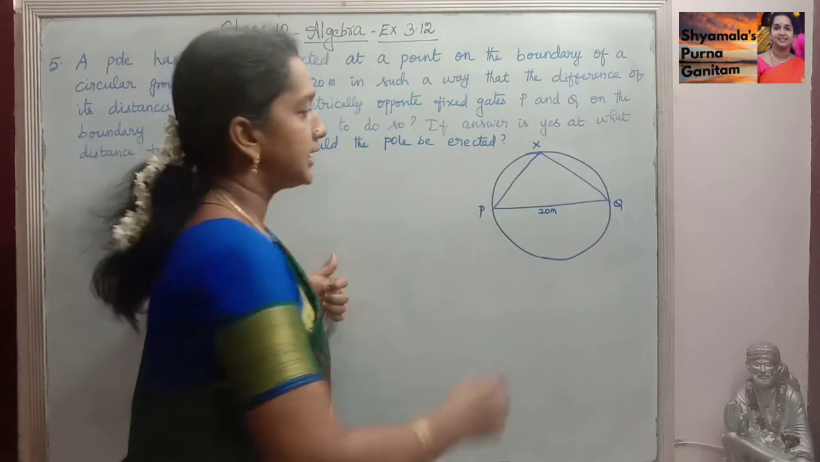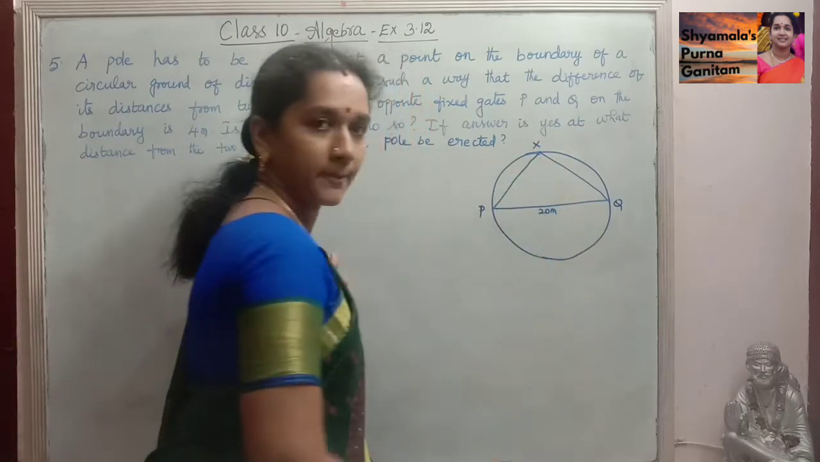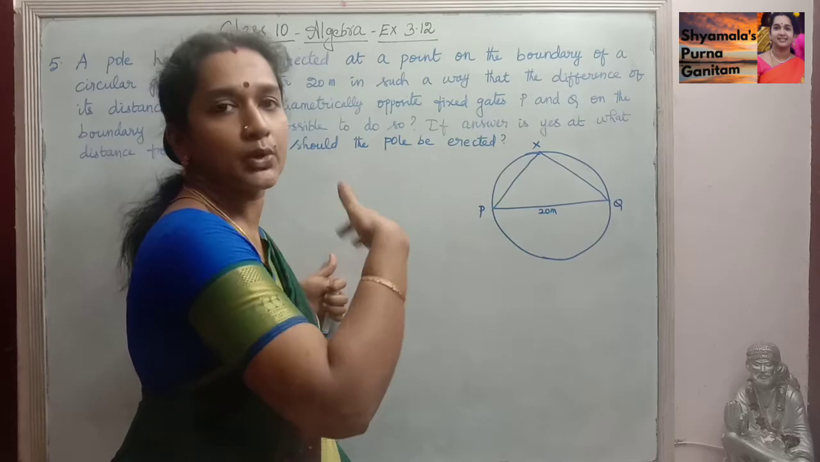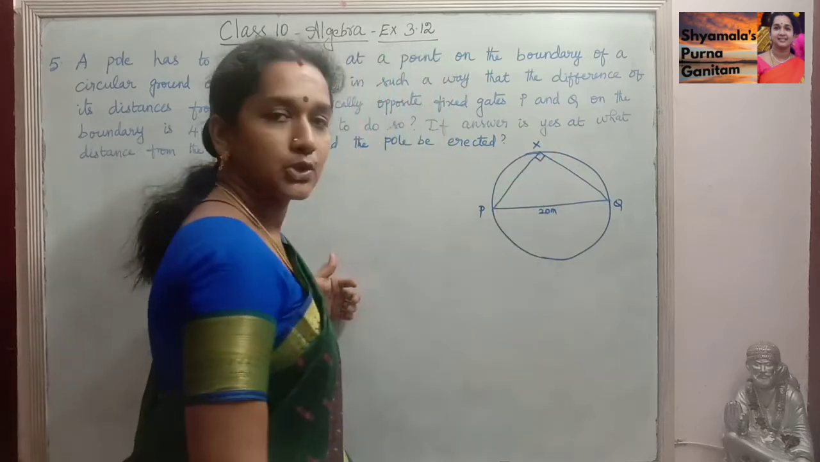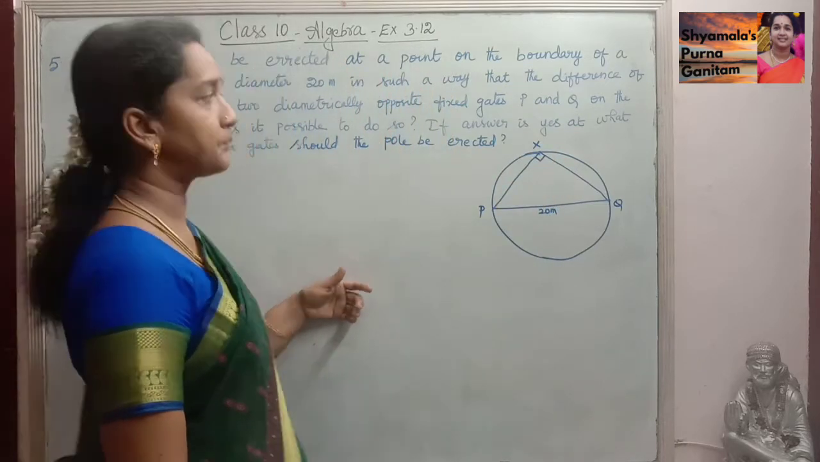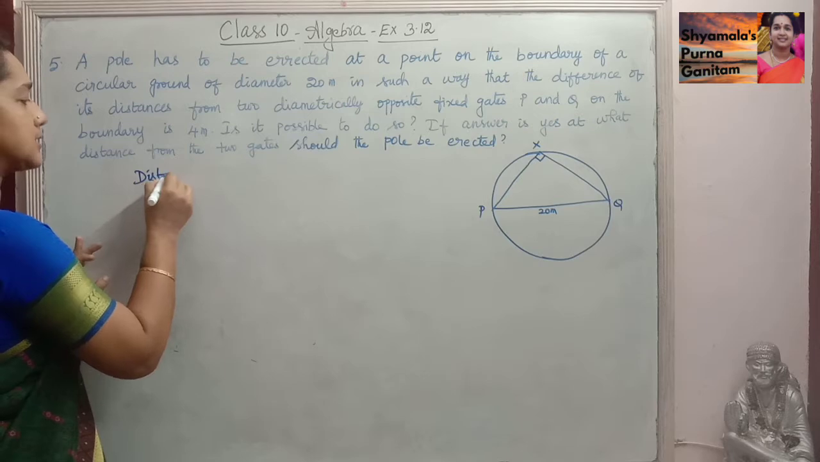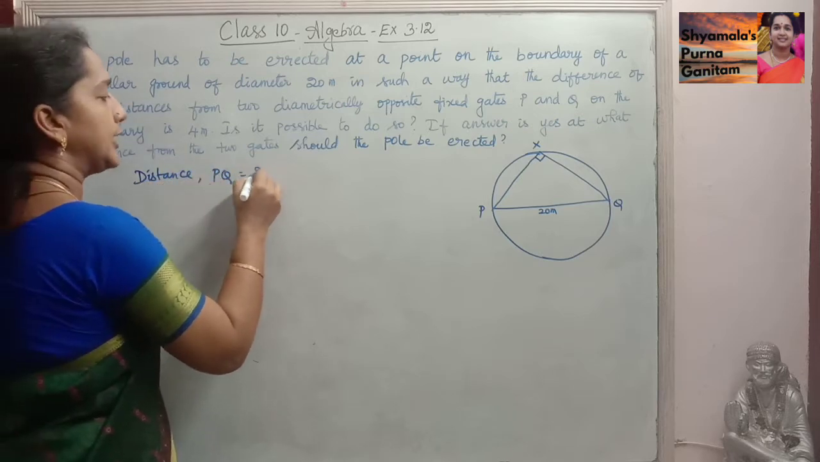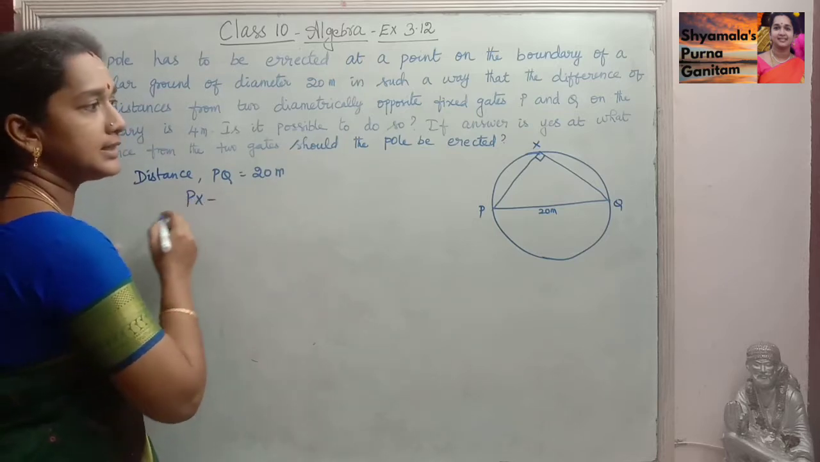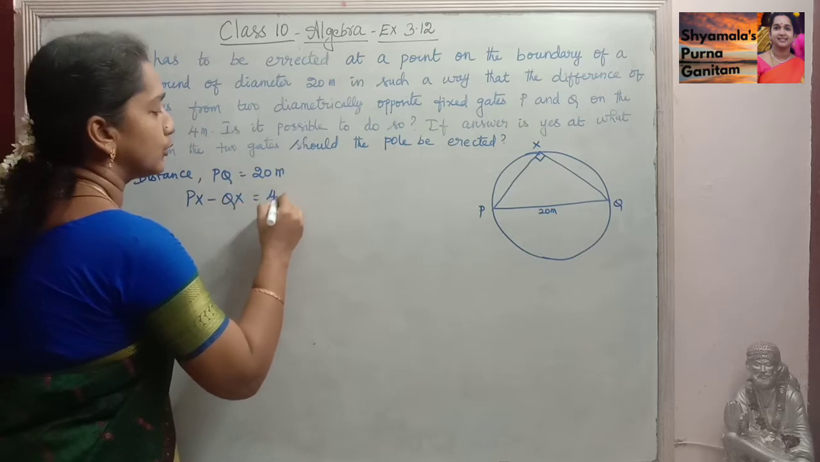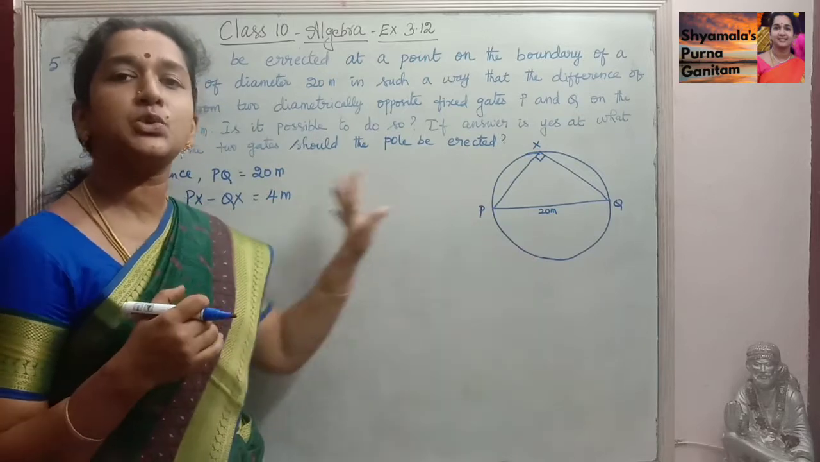For finding this, we know that PQ is a diameter, so any angle formed on it is an angle in a semicircle, which is 90 degree. So we will get the Pythagoras theorem here. Angle X is equal to 90 degree. What is given? Distance PQ is equal to 20 meter, and the difference PX minus QX is equal to 4 meter. We are asked to find the values with the given information.